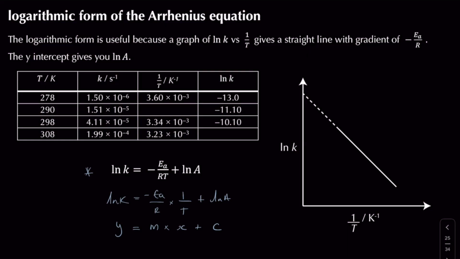But to make it a straight line graph, what we can actually do is take our values of temperature, which of course will be given to us in the exam. Same thing with the rate constant as well. And we can do 1 over T and then ln of that k, the natural log of k.